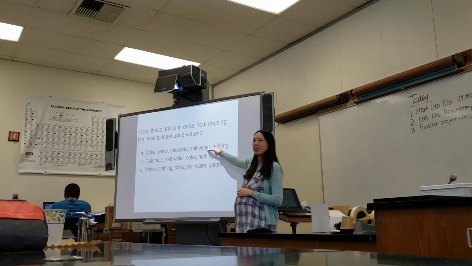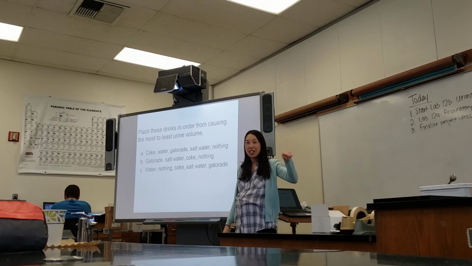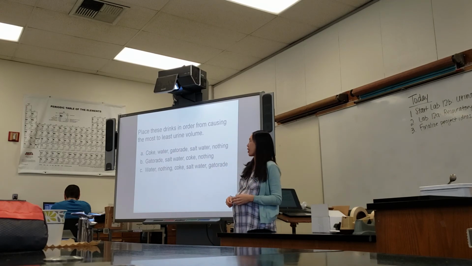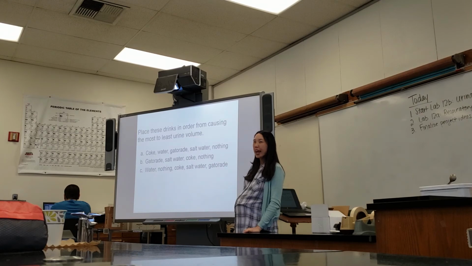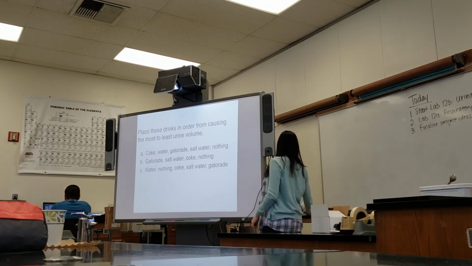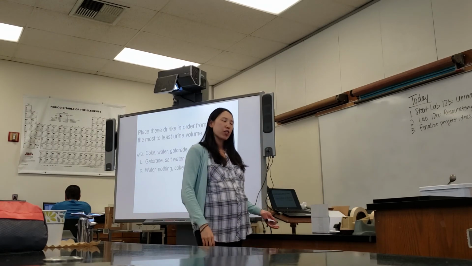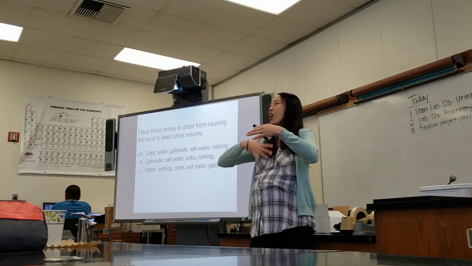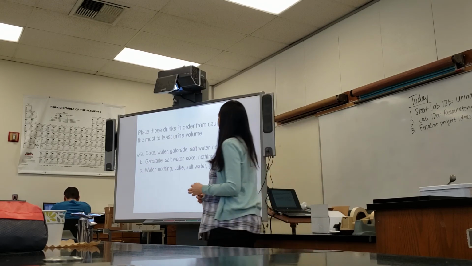Why one? What did we say about Coke? It has sugar and caffeine, which are both diuretics. Coke has sugar and caffeine, both dehydrate you, which means both of them are going to cause the most urine. And nothing, of course, should be last. Okay. So one should be the correct order. We'll see if the prediction works out. Remember, this wasn't a perfect experiment. You guys came in already drinking something this morning, so keep that in mind.